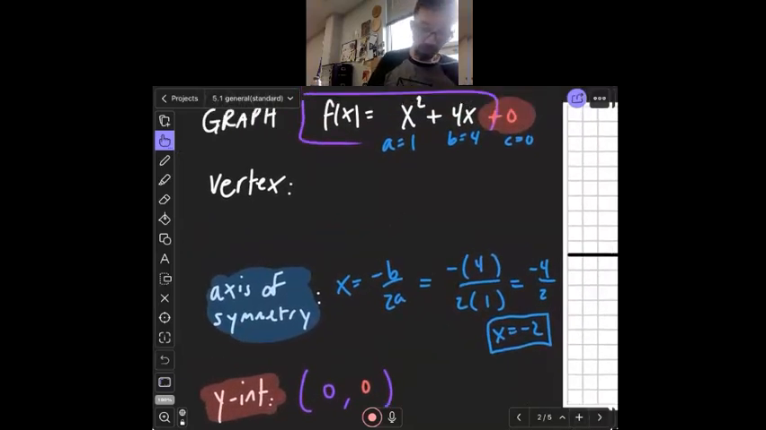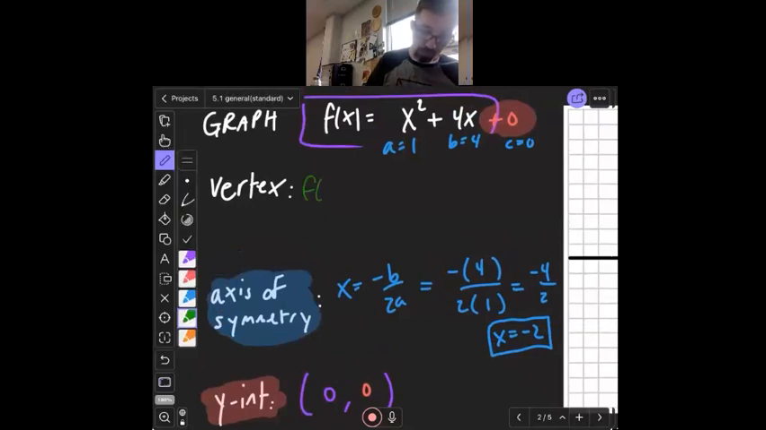That means we're going to take that x value and plug it in. So we're going to say, what is f of negative 2? So we take negative 2 and we square it, and then we take 4 times that. Nothing that complicated here. Negative 2 times negative 2 is 4. 4 times negative 2 is negative 8. 4 minus 8 is negative 4. So that means my vertex is at negative 2, negative 4.